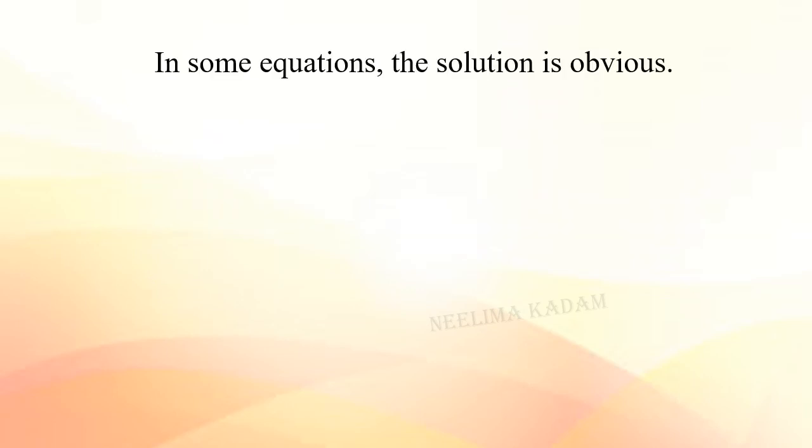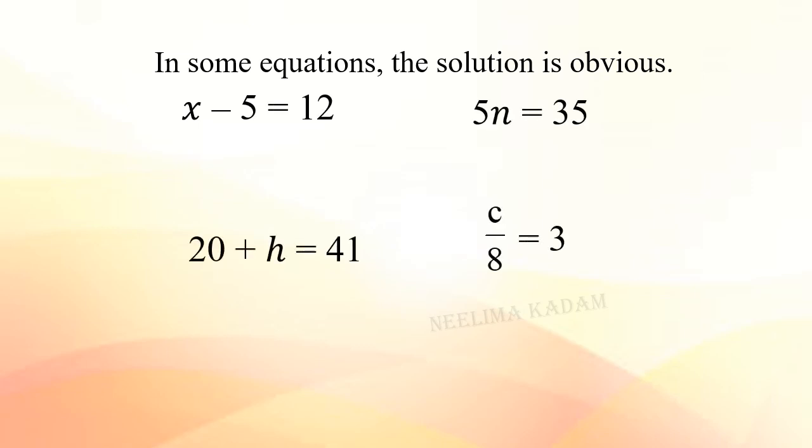So in some equations the solution is obvious. For example, consider these examples. x − 5 = 12. It's very easy. x minus 5. So what we have to do? Plus 5. So x = 17. Right? 5n = 35. Here it is multiplication by 5, so we have to divide by 5. So n is equal to 35 divided by 5. So n = 7. 5 sevens are 35. Here 20 + h = 41.